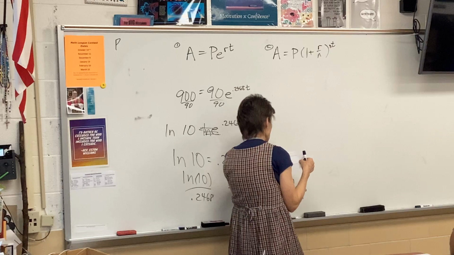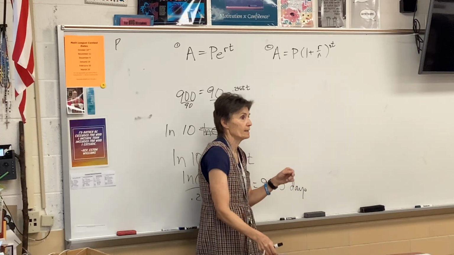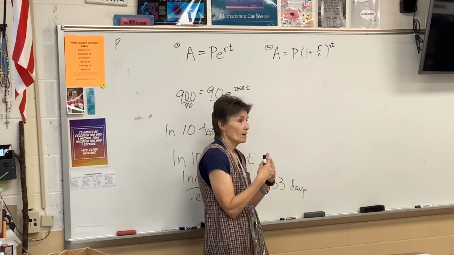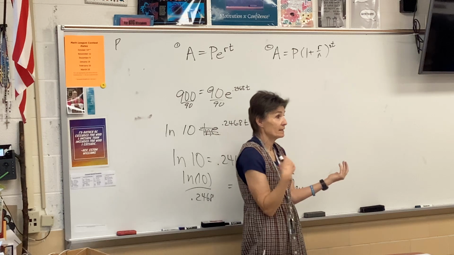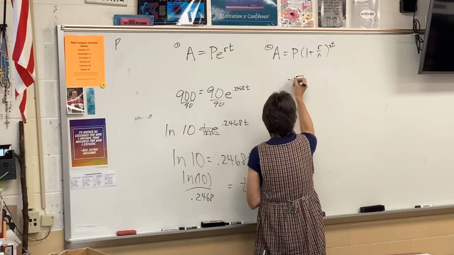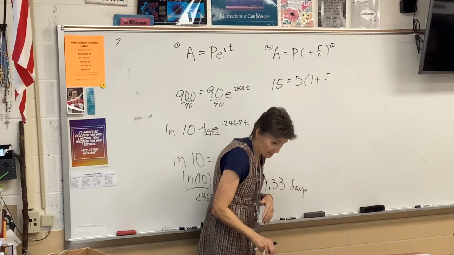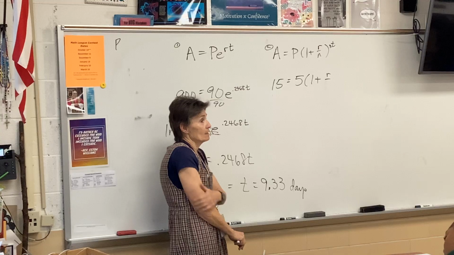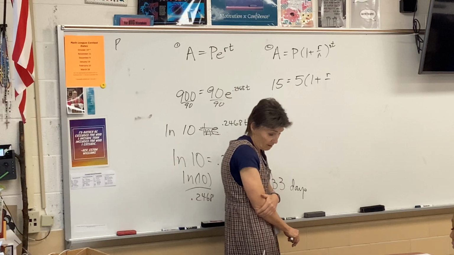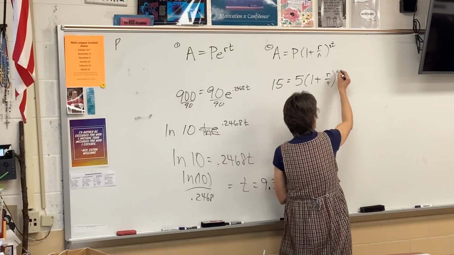What interest rate is necessary to triple your money in 25 years if interest is compounded quarterly? Do I know how much money I'm starting with? No. All I know is that whatever I started with, I'm ending with triple. So pick a number. 5. If I start with $5, then I'm going to end with 15. It does not make any difference what number you start with, and you're going to see why in a minute. I am compounded quarterly, and I'm going to do this in 25 years.